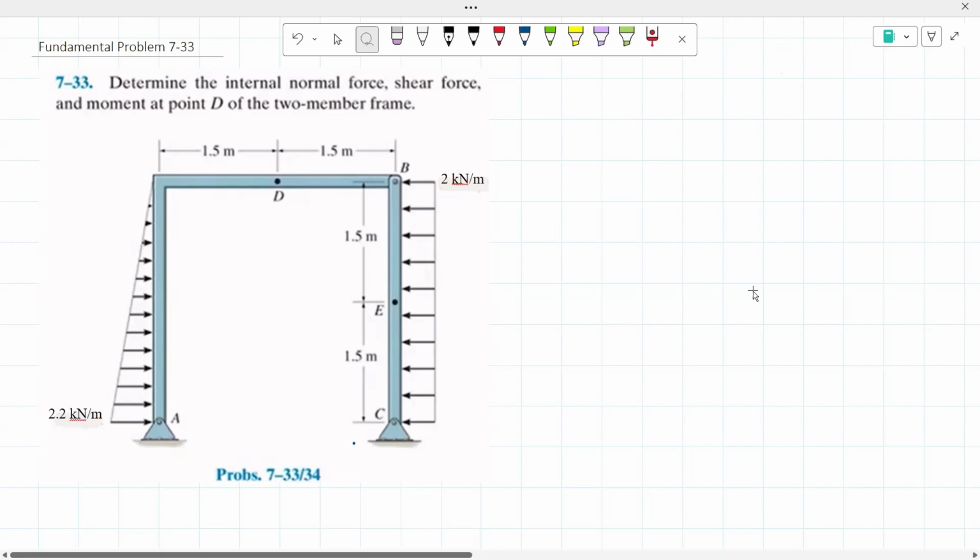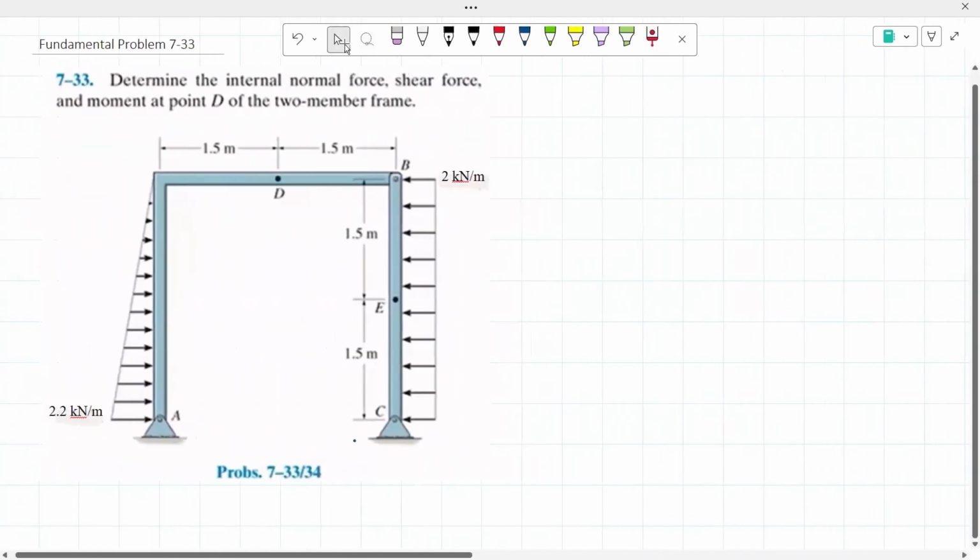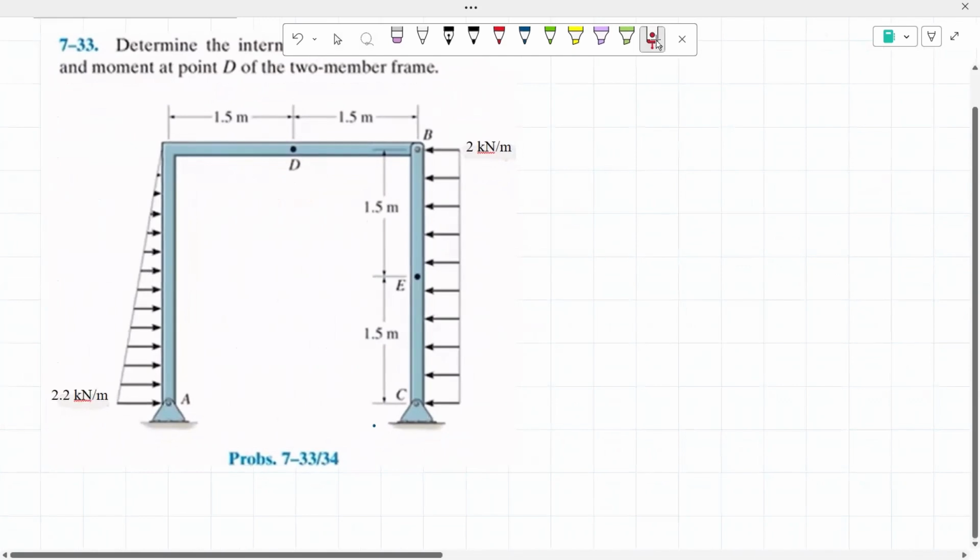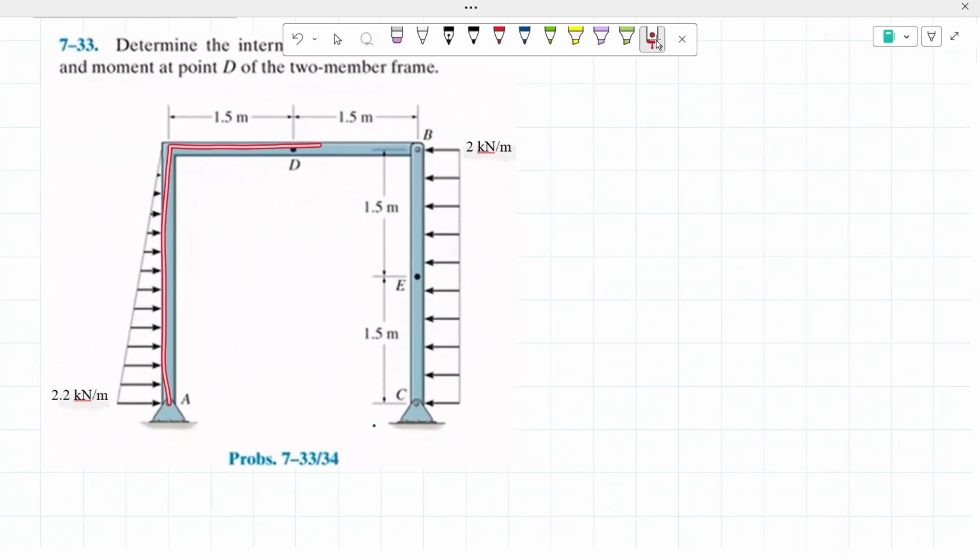So this is a two-member frame because, as you guys can see, it is being joined together by this hinge support right here at point B. So this is one side of the frame, and then this is the other side of the frame. So that's why it is a two-member frame.